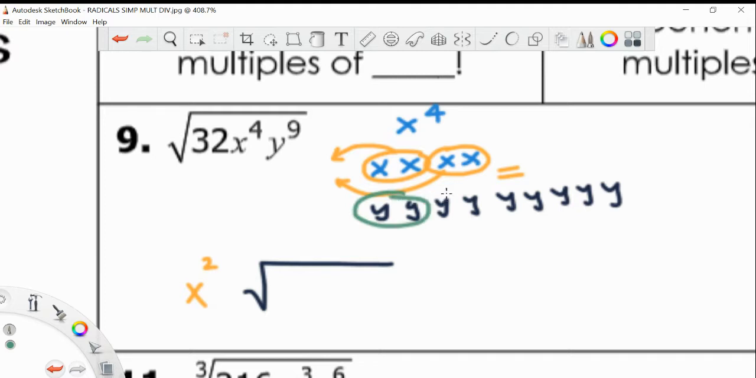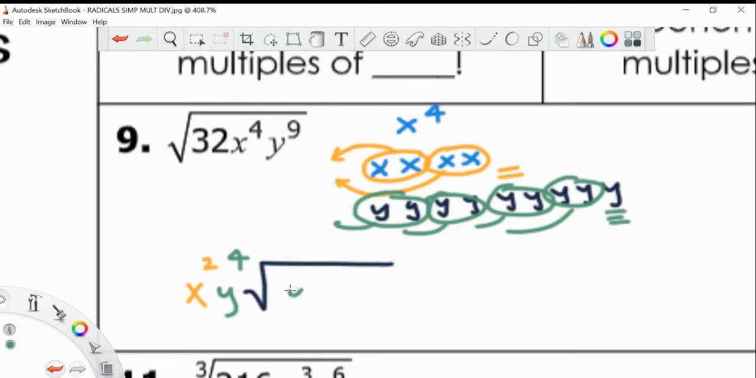Same thing for the y's. 1, 2, 3, 4. 4 y's are coming out. So we should have y to the power of 4 on the outside. How many y's are on the inside? 1. And maybe I want to leave a little bit of room for my numbers to go on the inside there. So letters are a piece of cake to handle. You just write them out and circle them. That's the easiest way to handle it.